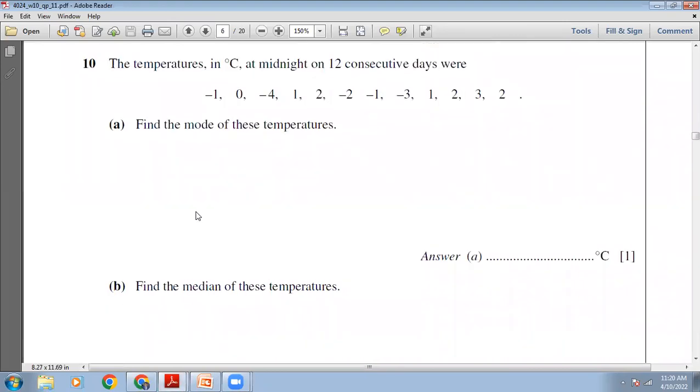Question number 10. The temperature in degrees centigrade at midnight on 12 consecutive days were, so here are some temperatures noted on the 12 days: minus 1, 0, minus 4, 1, 2, minus 2, minus 1, minus 3, 1, 2, 3, 2. Find the mode of these temperatures. You know, the mode means the temperature which came most frequently. I think 2, the positive 2, came there 3 times, and no other number came there more than this. So 2 is the mode.